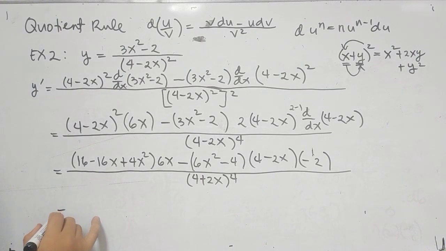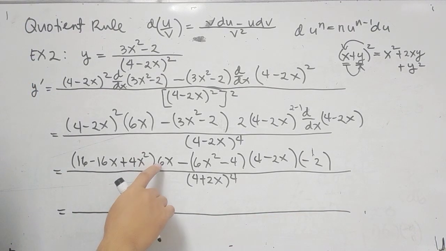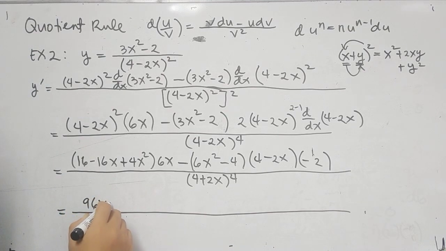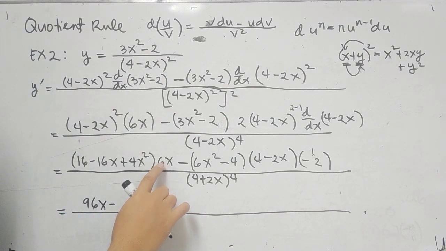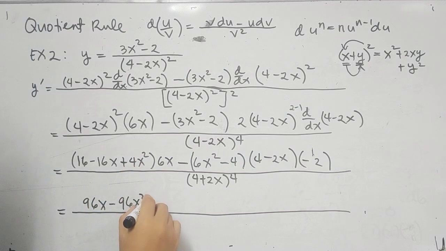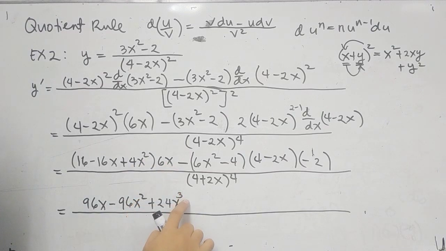And then we have this one. So distribute 6 times 16, that is 6 times 6, 36, carry 3, 6 times 1, 6, 7, 8, 9, 96x, minus 6 times 16, that is 96x squared, x times x, x squared, 6 times 4, that is 24x squared, x cubed, 6x times 4, 6 times 4, that is 24, x squared times x, that is x cubed.